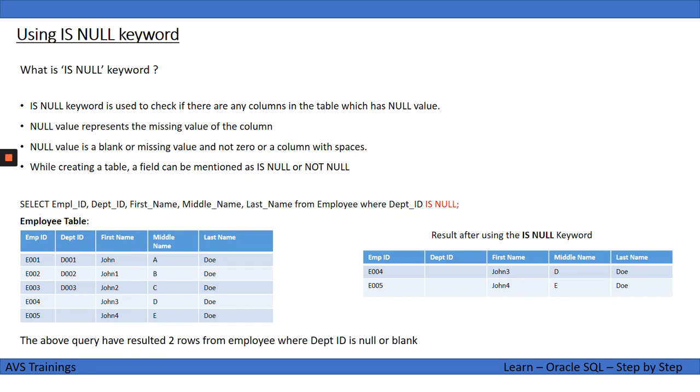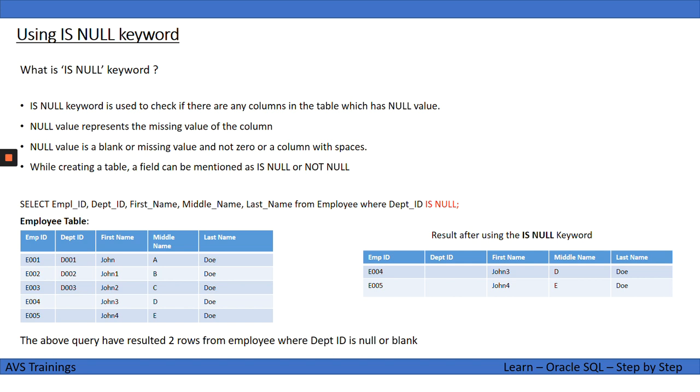Let's learn what is the IS NULL keyword today. The IS NULL keyword is used to check if there are any columns in the table which have a null value. A null value represents the missing value of a column in the table. A null value is a blank or missing value, and not zero or a column with spaces.